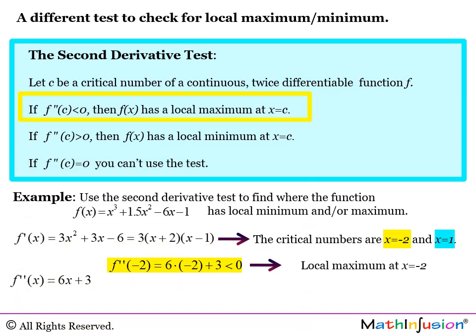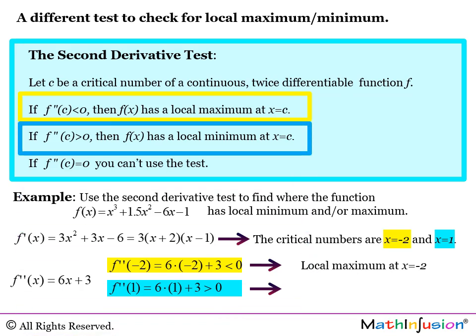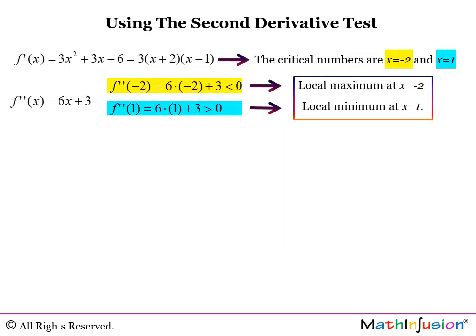Now we will substitute x equals 1 in the second derivative, and we get 6 times 1 plus 3, which is clearly positive. And we can conclude that there is a local minimum at x equals 1 because of this condition. We already knew this from before. So here is what we concluded.